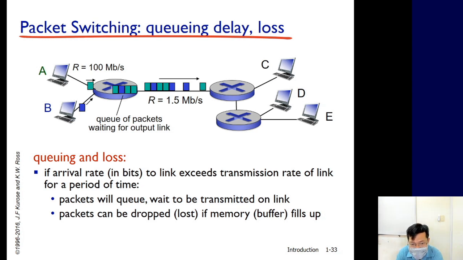And packets can be dropped if the buffer memory is not enough. Queuing delay also takes some time if many packets arrive at the router but the output link has a small capacity.